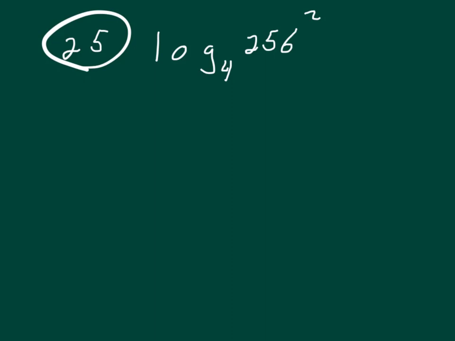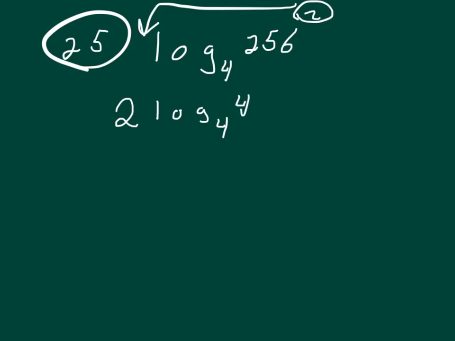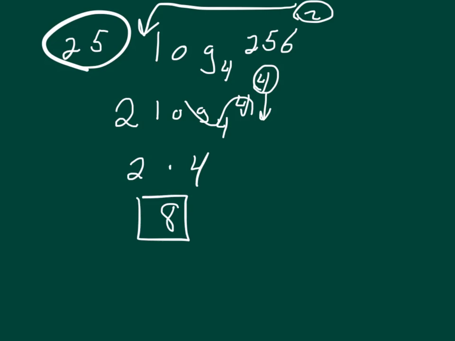Or you could realize log base 4, I could take this 2, I could pull it out front, so it would be 2 times log base 4, and 256 is 4 to the 4th power. Now if I do that, this logs out, leaving me with 2 times, this 4 drops down to ground level, and 2 times 4 is, you said it, 8. And that's all there is to number 25.